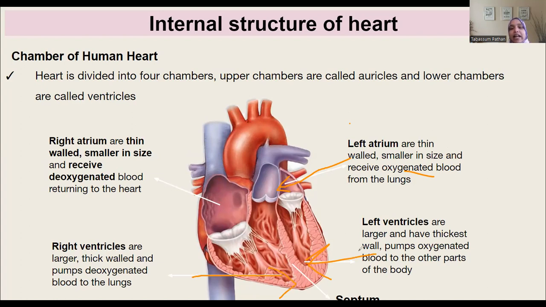The left ventricle is larger. It has the thickest wall because it is pumping blood to different parts of the body, so it has to be under certain pressure. The pressure of the blood in this chamber will be greater as compared to the rest of the three chambers. From here the blood will be pumped to the aorta, and then the aorta will carry it to different parts of the body. So the left ventricle has the oxygenated blood. These are the four chambers and the respective blood which they receive and pump.